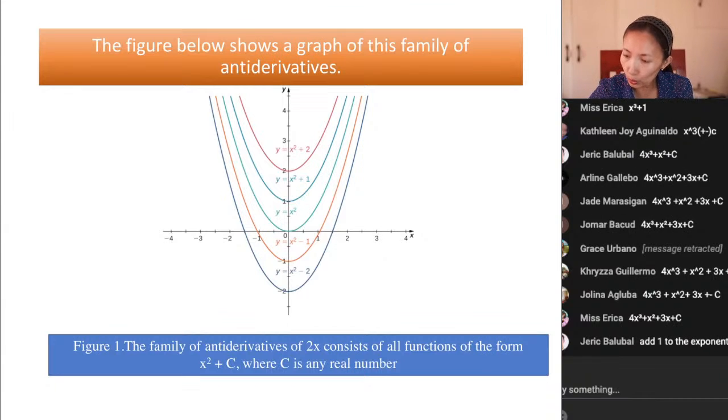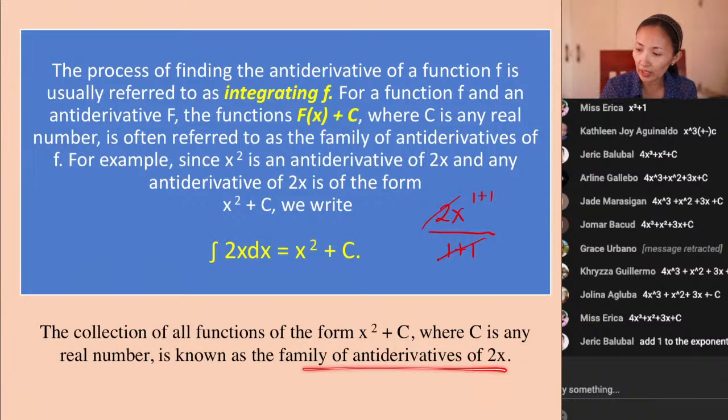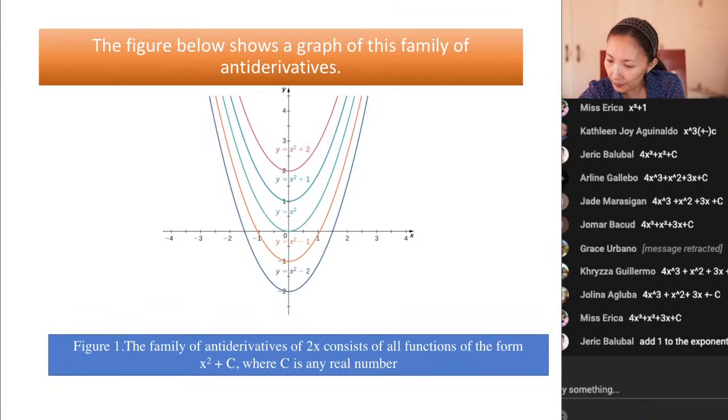So looking into the family of antiderivatives of the given, the graph would simply look like this. It could be y equal to x squared. Ito. The vertex is at 0, 0. Y equal to x squared plus 1, so it's shifted 1 unit up. And then y equal to x squared minus 1, just shift the graph 1 unit down, along the y-axis. X squared minus 2, ito. Okay, x squared plus 2, yan.